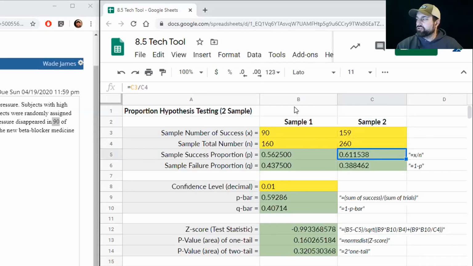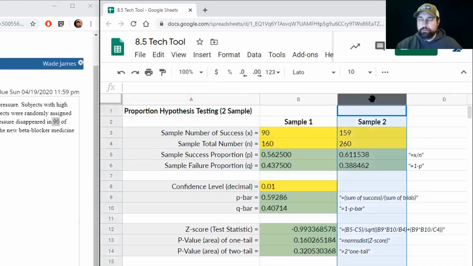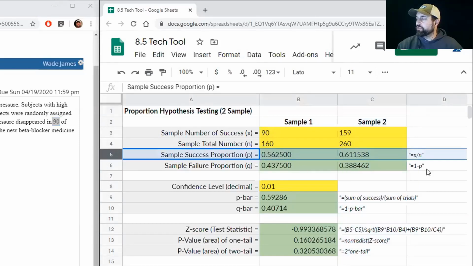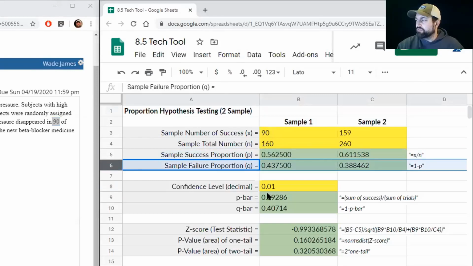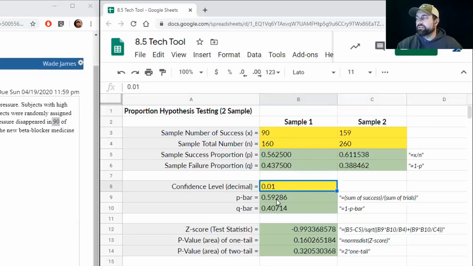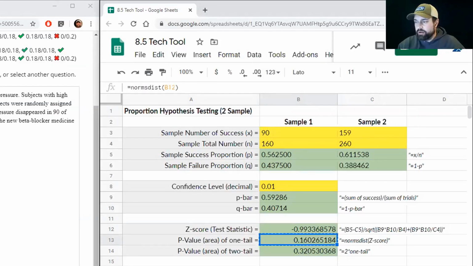Okay, so sample 1 is our control, sample 2 is our treatment, and here are the p-values for each one of those. You can see the control came in at about 56%, the treatment came in at about 61%. These are the q-values. The confidence level is 1%, so that stays the same. And here's the calculation for p-bar and q-bar. You're not going to need these numbers, but that's just an intermediate step to get the final calculation of the z-score. You take that p-bar, q-bar, and the other things, and put them together, and this gives you a z-score.